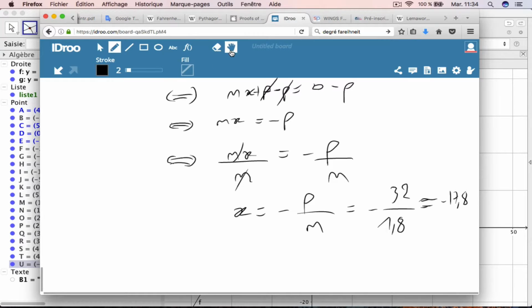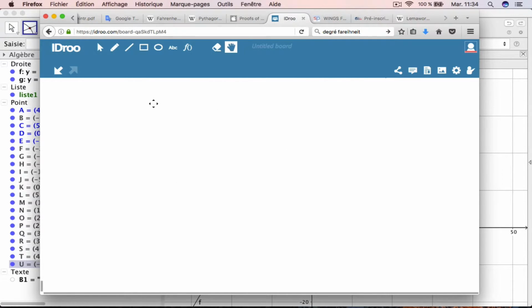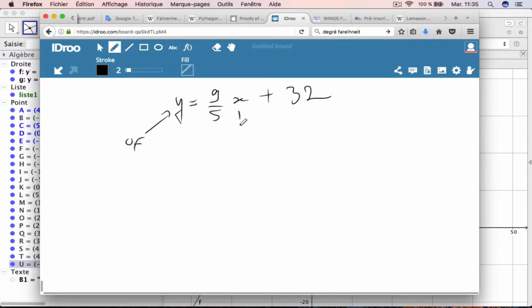But let's go back to our specific function. We've got y equals 9 on 5 times x plus 32. So that's Fahrenheit degrees when we know Celsius degrees, but sometimes we have to do the reverse. We know the Fahrenheit degrees and we want to know the Celsius degrees. So how can we manage it? How can we solve it? That's simple. The purpose is to express x in function of y. So that's a reverse time. So we have to solve this equation.